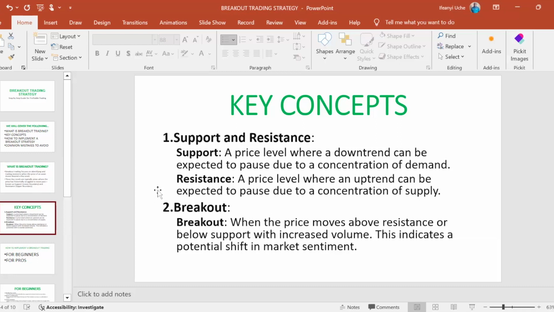then you're able to find an area where you can say, okay, I can look out for a breakout of this zone. So that takes us to the next concept, which is breakout. Breakout is when price moves above resistance or below support with increased volume, because what can make it break past any of these levels is that volume increases. Like I said, increased demand or increased supply.